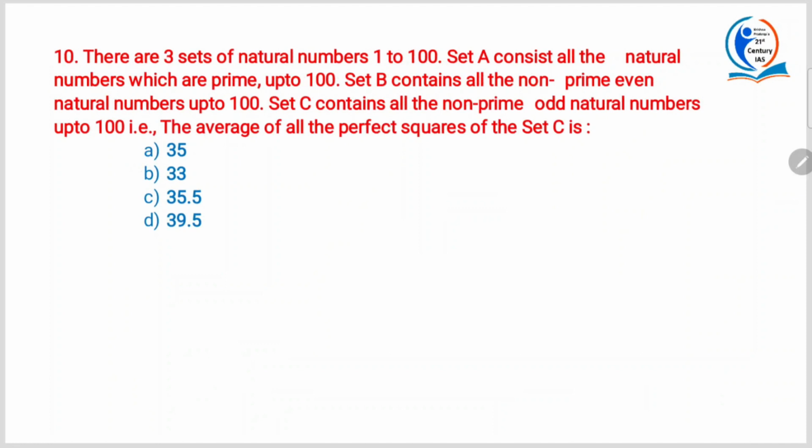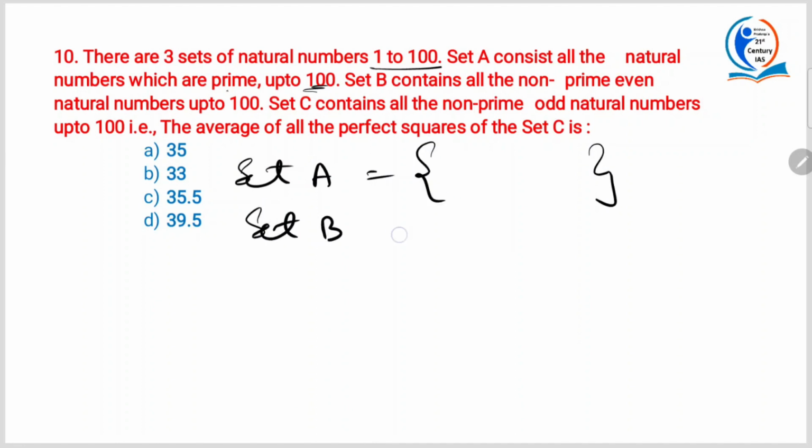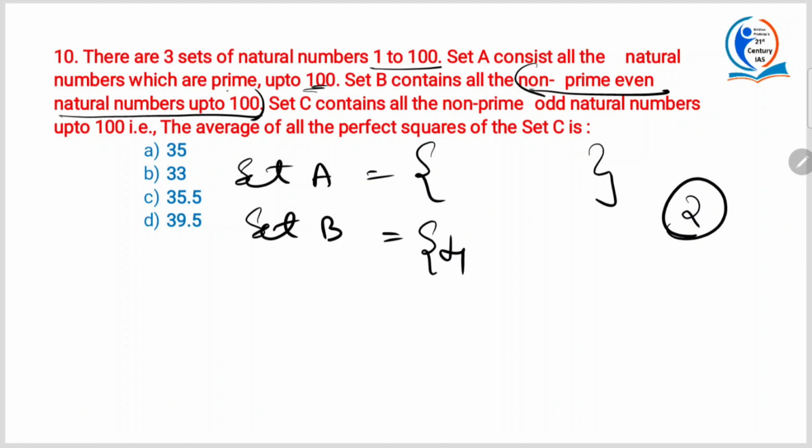Now, there are three sets of natural numbers 1 to 100. Set A consists of all natural numbers which are prime up to 100. Okay, set A is what? Prime numbers from 1 to 100. Now, set B contains all non-prime even natural numbers up to 100. Non-prime even natural numbers means it will start with 4. Okay, you will get all the even numbers except 2. Why aren't you taking 2? It's because 2 is the only even prime number and they are talking about non-prime numbers. So you will not write 2 here.